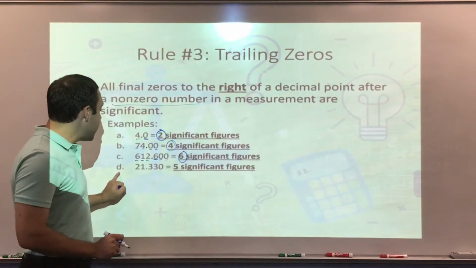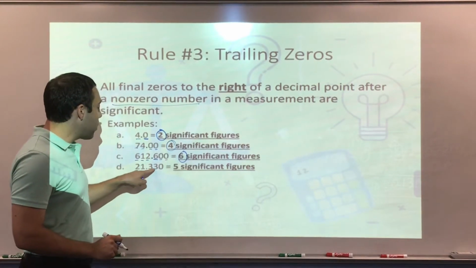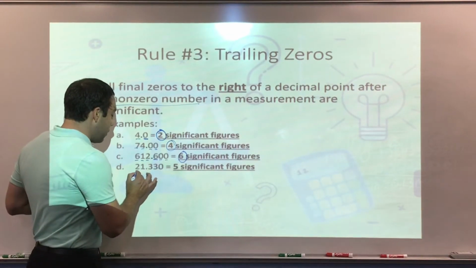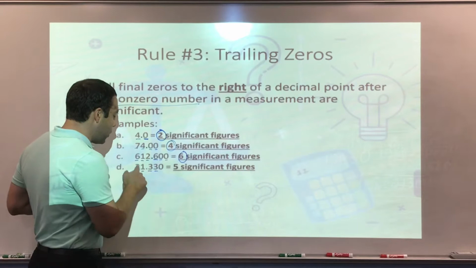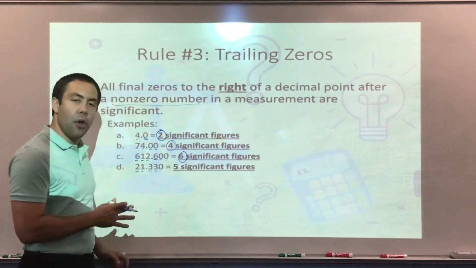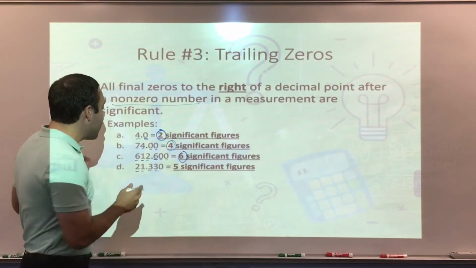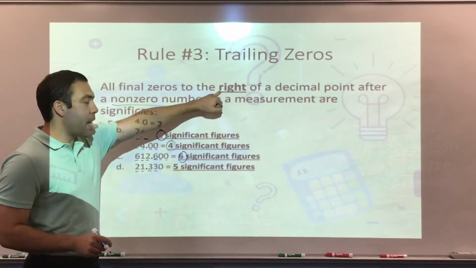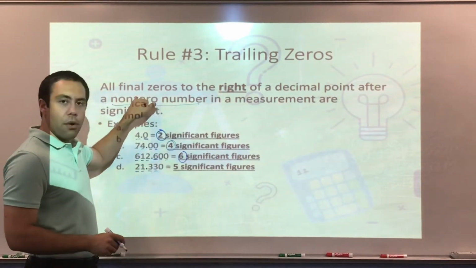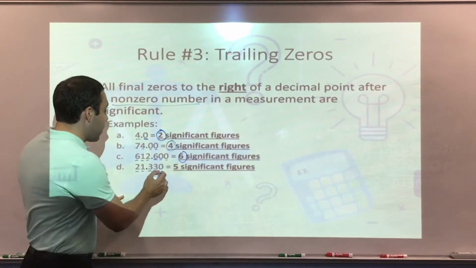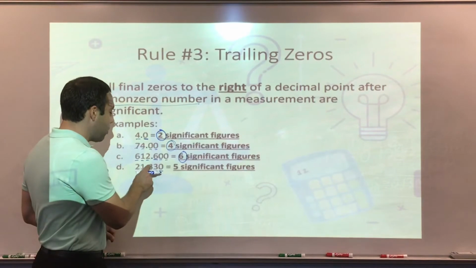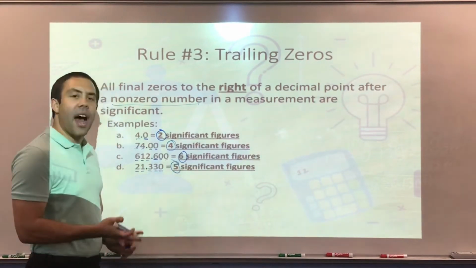And finally, letter D, 21.330. We find all the non-zero numbers: the 2, the 1, the 3, the 3 are all non-zero. We have the decimal point right here. And the 0 is to the right of the decimal point after a non-zero number. So this 0 is also significant. Count them up, 1, 2, 3, 4, 5. 5 significant figures.